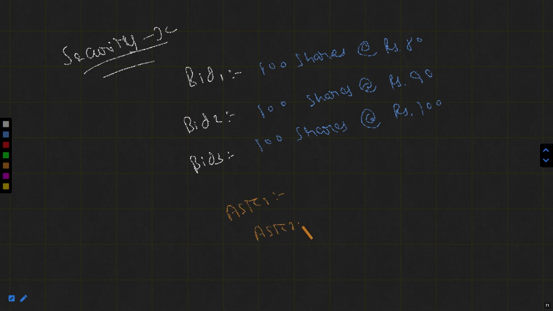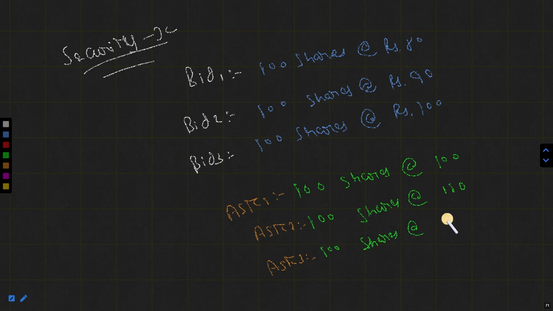Similarly, there are ask 1, ask 2, ask 3. Ask 1 is 100 shares at 100, 100 shares at 110, 100 shares at rupees 92. So this is just an example of the order book.